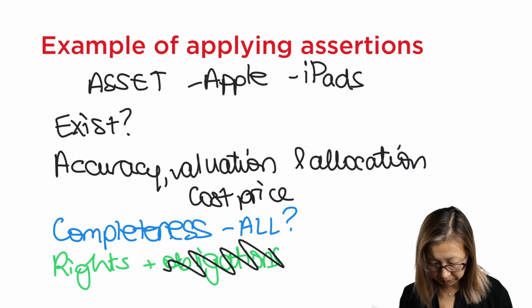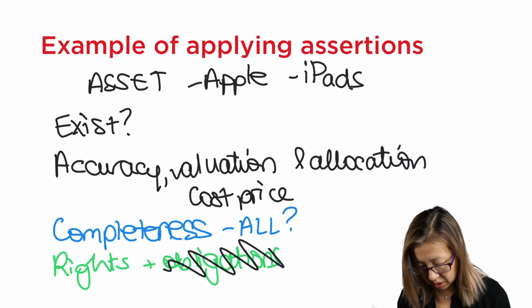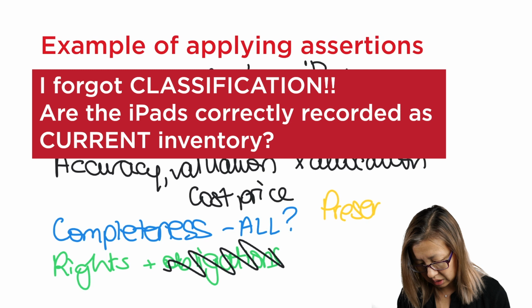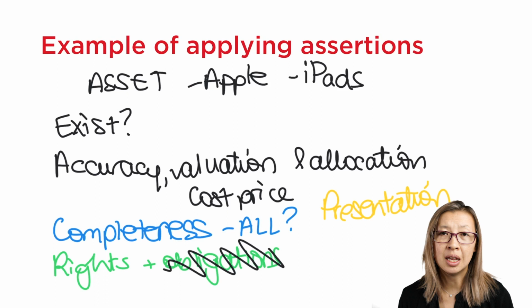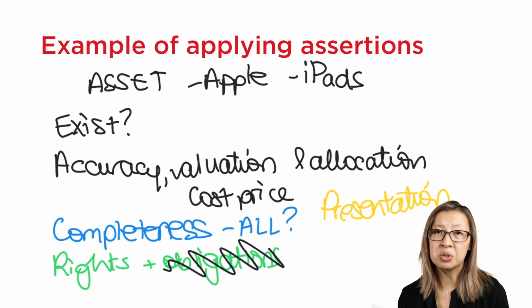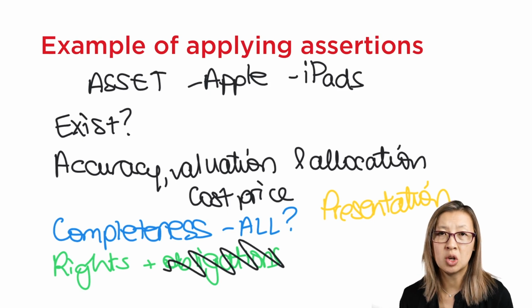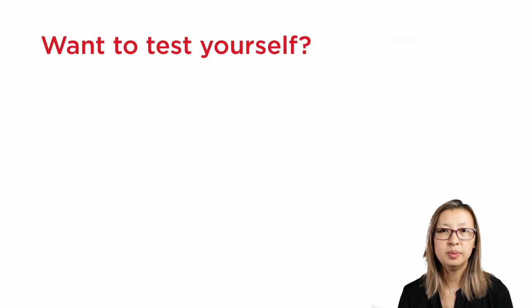And then the final one, which I'll do over here, I just realized I might have written over my head, is presentation. Has all the information about inventory been presented and disclosed in our accounting financial report appropriately? So I'm going to need to look at not just the number, but also management's disclosure in the notes and make sure that meets IFRS, or in Australia, our AASBs.